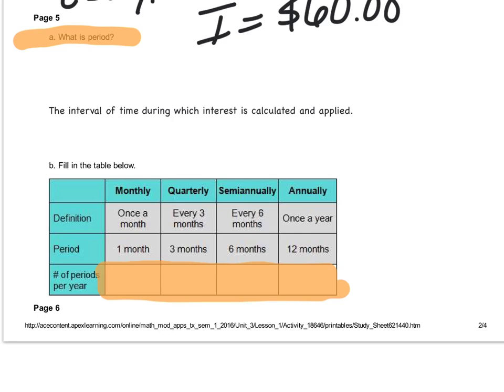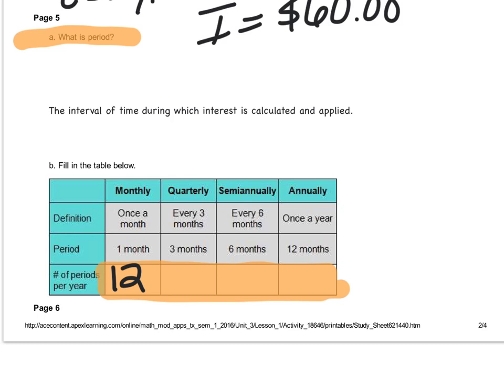So we have a simple table here. It says fill in the table below. If we have a monthly interest rate, that's once a month, then the period would be 1 month, and we would have a total of 12 because everything is based off of a year. So I would have 12 here. That would mean 12 payments a year.